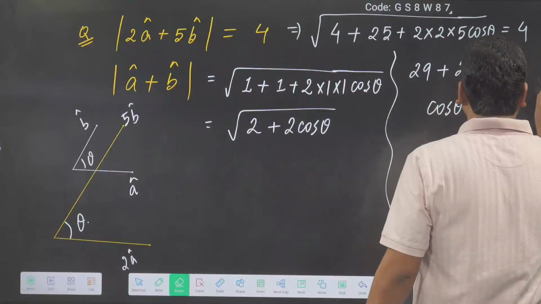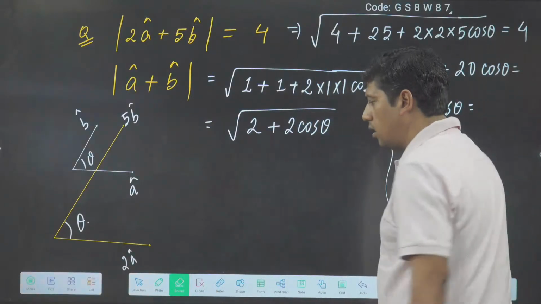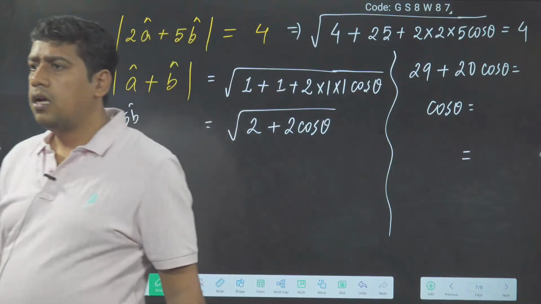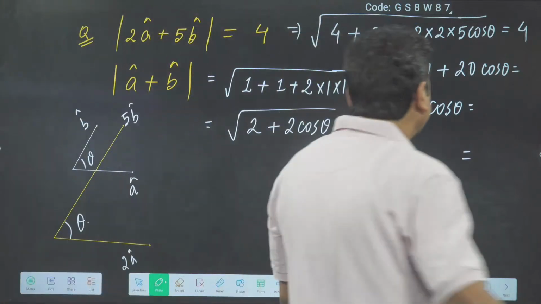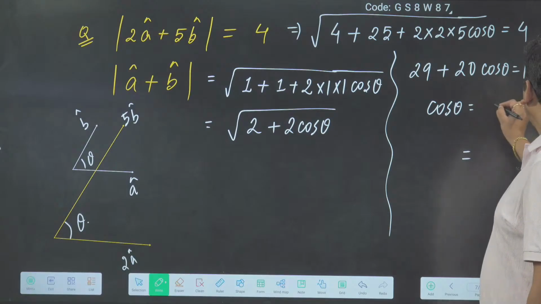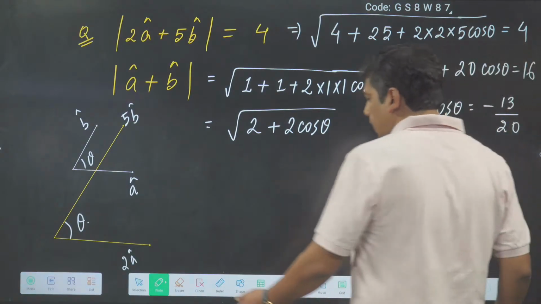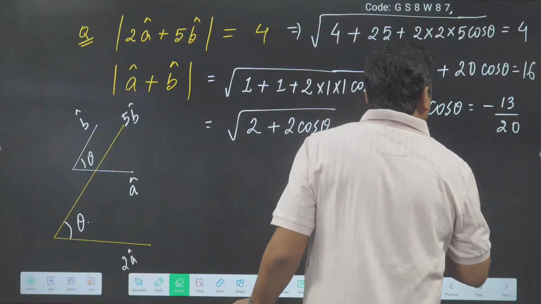Oh, sorry. When you square it, it will become 16. My mistake. Did you realize? Yeah, 16. Very good. Okay. So cos theta will become minus 13 by 20. Correct? Minus 13 by 20.